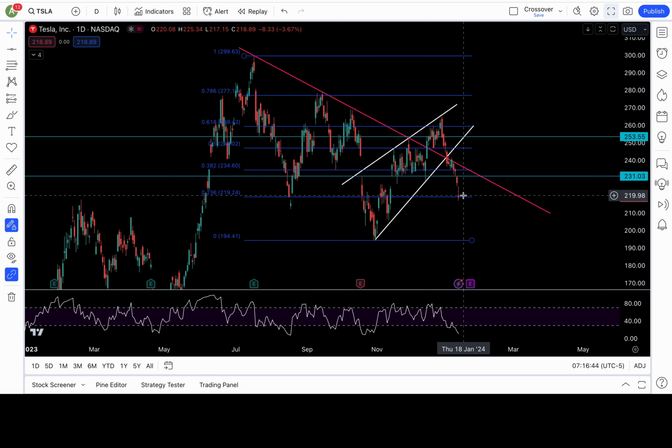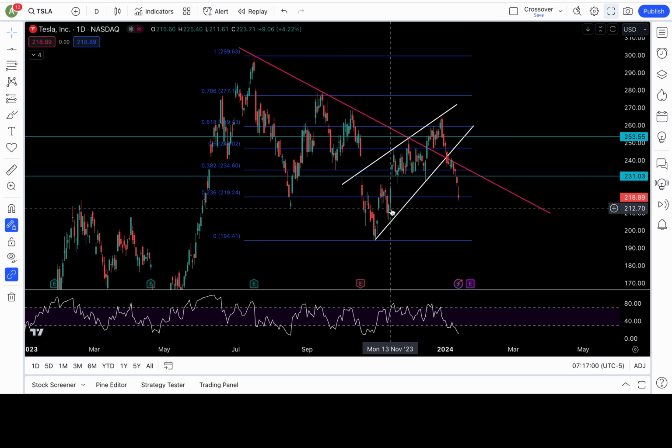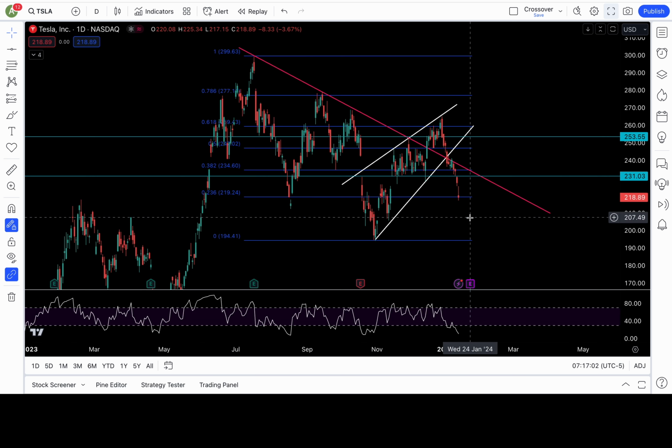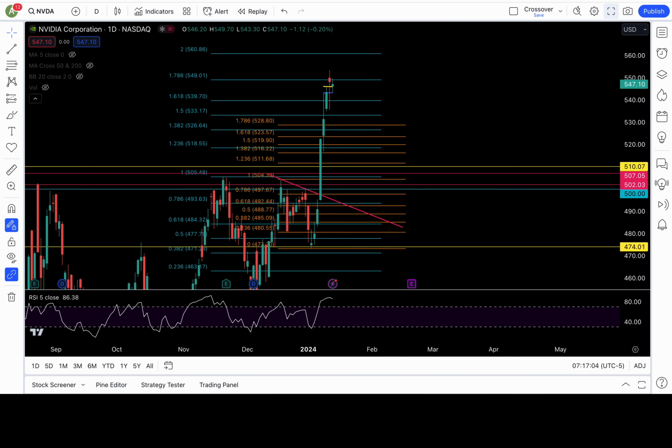So 219.2, if it stays resistant, we stay bearish. Next support is at 217. If 217 fails, we could get more downside down to 215, 213.5, and a previous pivot low back in November at 212-ish. Okay, guys, that's the plan for Tesla.